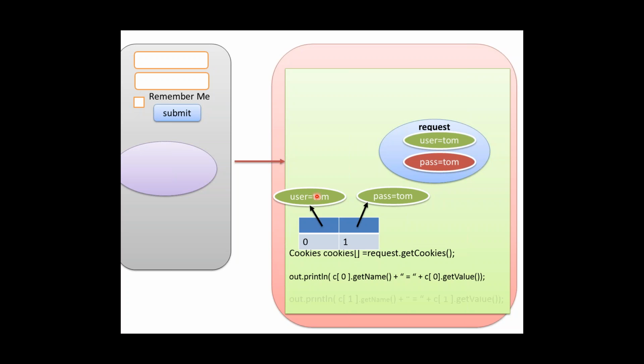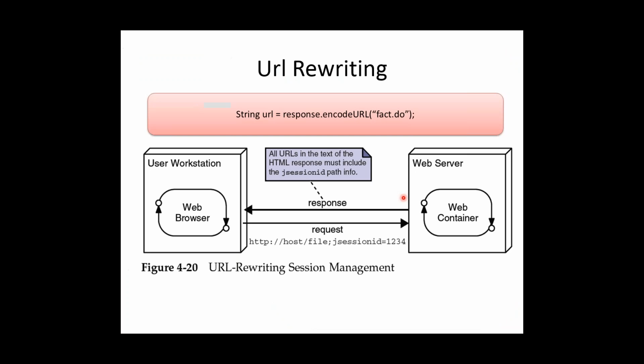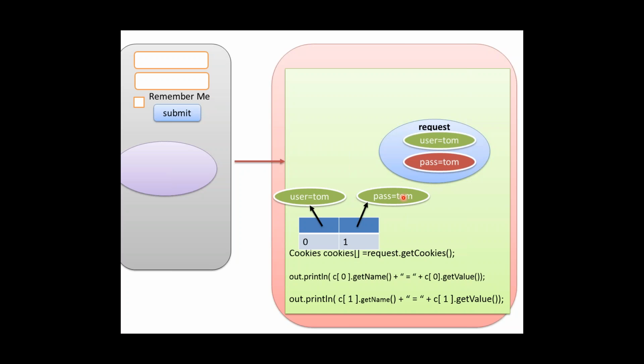This is done. Now, for the second one, if you're doing out.println, C of 1 dot get name will give you password, and C of 1 dot get value will give you this. This is how the cookies work.